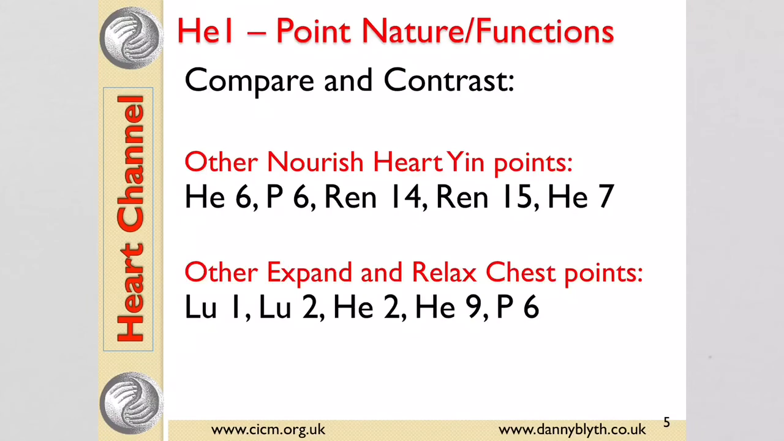So we can compare and contrast other points that nourish the heart yin: Heart 6, Pericardium 6, Ren 14 and 15, Heart 7. Other points that expand the chest: Lung 1, Lung 2, Heart 2, Heart 9, Pericardium 6. So as an entry point, it can be used with Heart 9 to flush out the channel, or with Spleen 21 if you get full earth and weak fire pulses and there's a blockage or obstruction in that rib area.